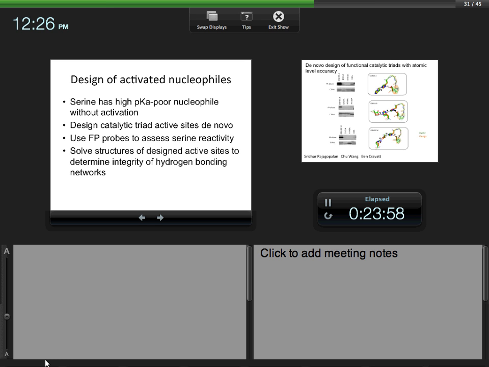Serine has a high pKa, it's a lousy nucleophile, and so we set out to design catalytic triad active sites, basically starting from scratch. We used fluorophosphate probes developed in Ben Cravatt's lab, which he uses to survey the proteome for new proteases and esterases. We used these probes to follow the activity of our designs. And then we solved the structures to see whether they were active for the design reasons.